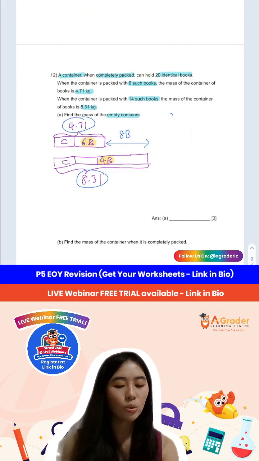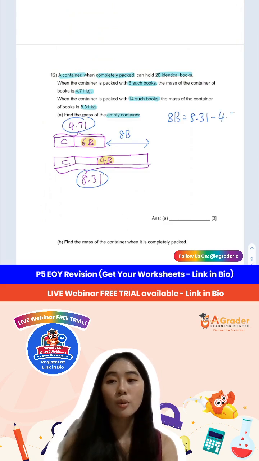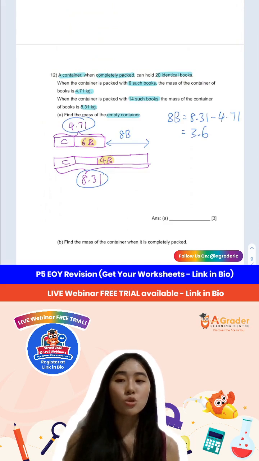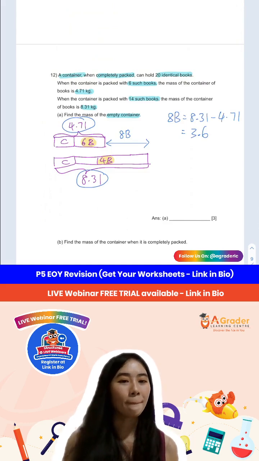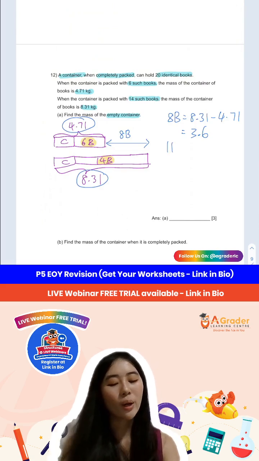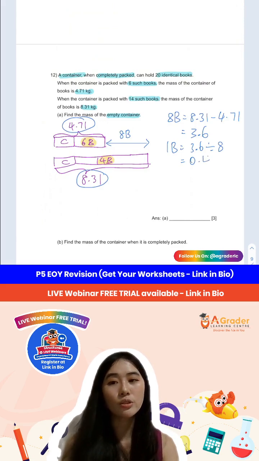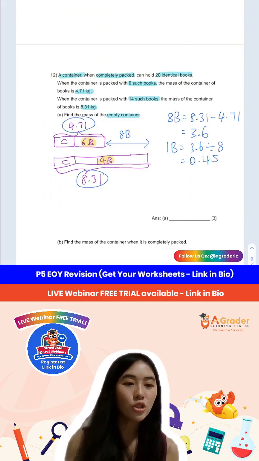So that's what we're going to do now. 8 books equals to 8.31 minus 4.71. So 8 books is 3.6. So then you can find 1 book next. You just need to divide by 8. So 1 book is 0.45. Yes, Jerome, that's correct.